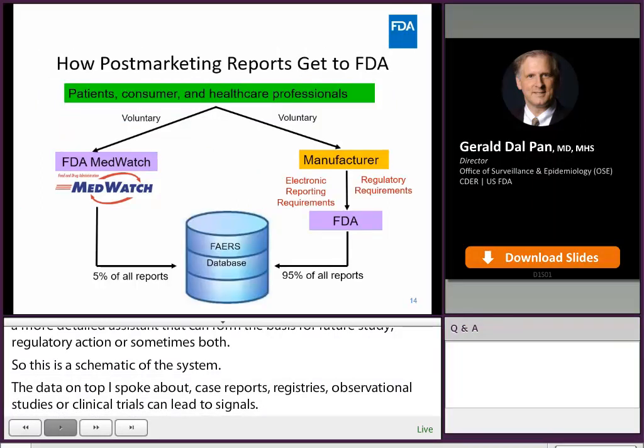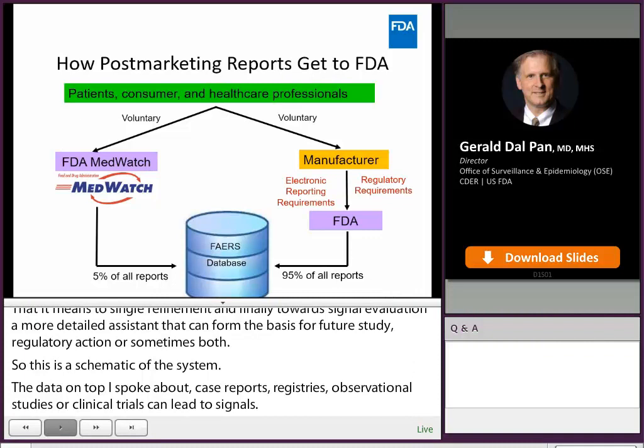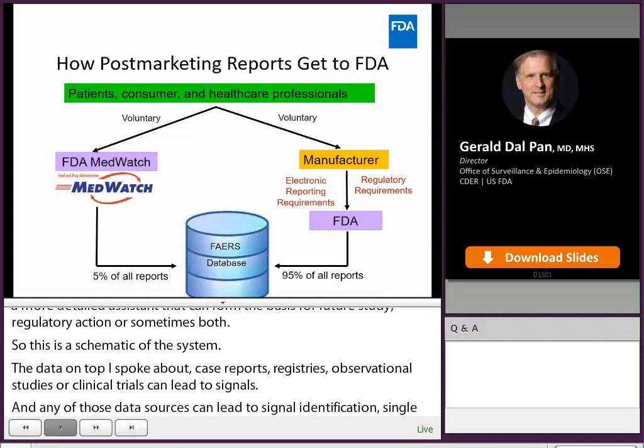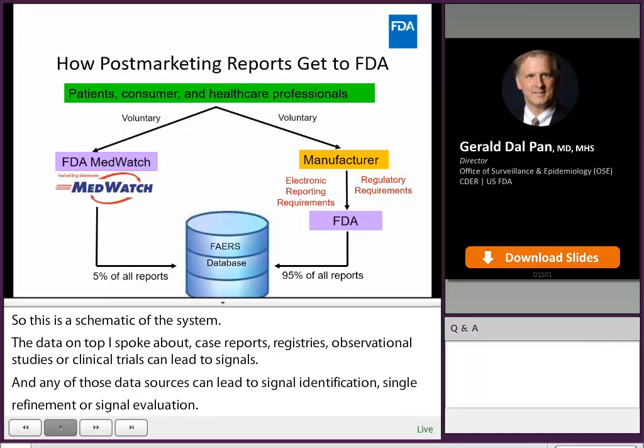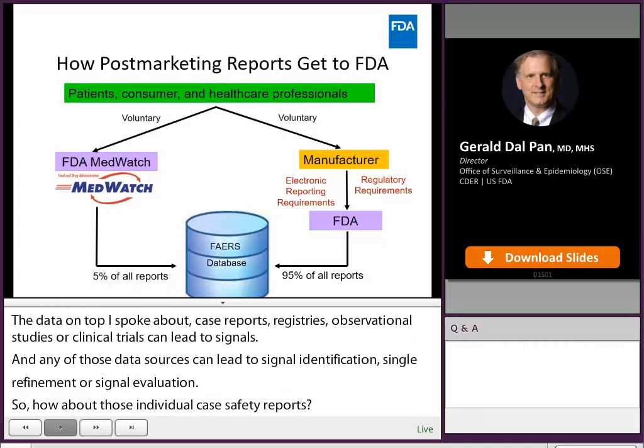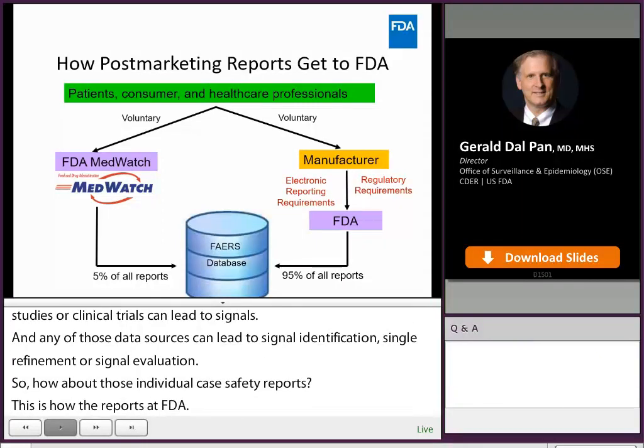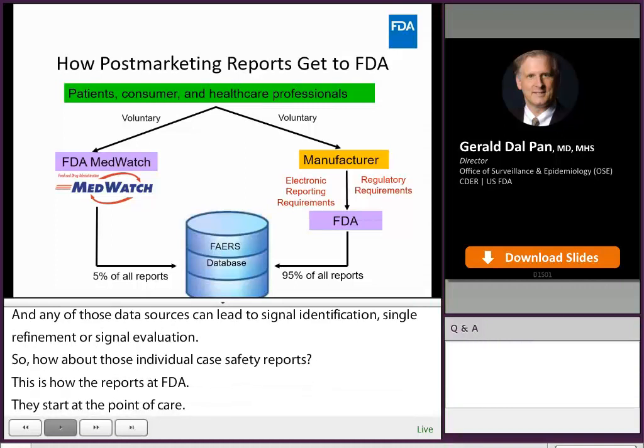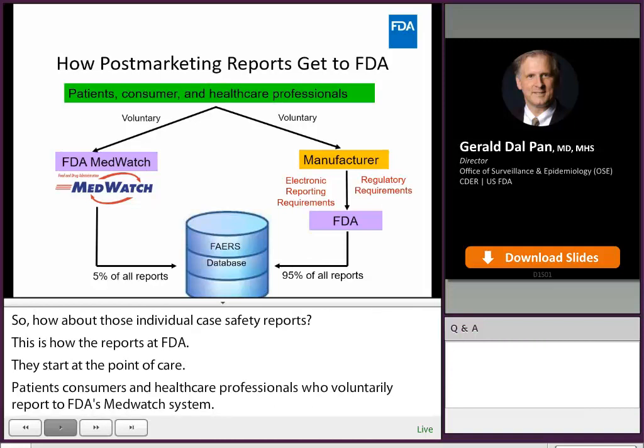So, how about those individual case safety reports? Well, this is how the reports get to FDA. They start at the point of care, patients, consumers, and healthcare professionals, who voluntarily report to FDA's MedWatch system. They can go to our website, or they can call and get a form, they can fax something to us, or they can voluntarily report to a product's manufacturer.